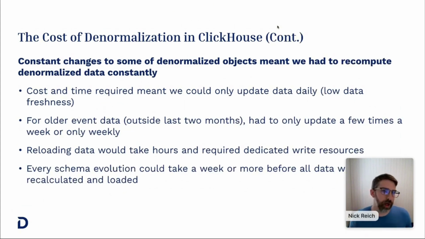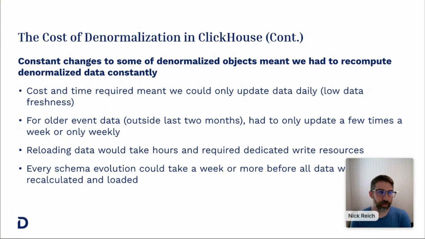And then we had issues with the computation of this denormalized data. The cost of our ETL process of taking the normalized data, doing computation, and then denormalizing it together meant that we could really only run this about once a day. And in fact, for older event data, we usually had to do it only a few times a week, or maybe even only once a week, in order to have reasonable costs and also to be able to load the data into ClickHouse, even with the amount of dedicated write resources we gave ClickHouse to do this.